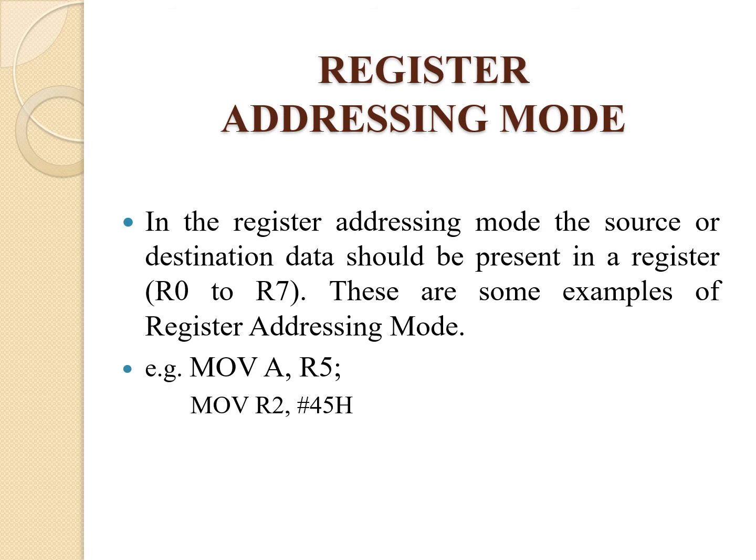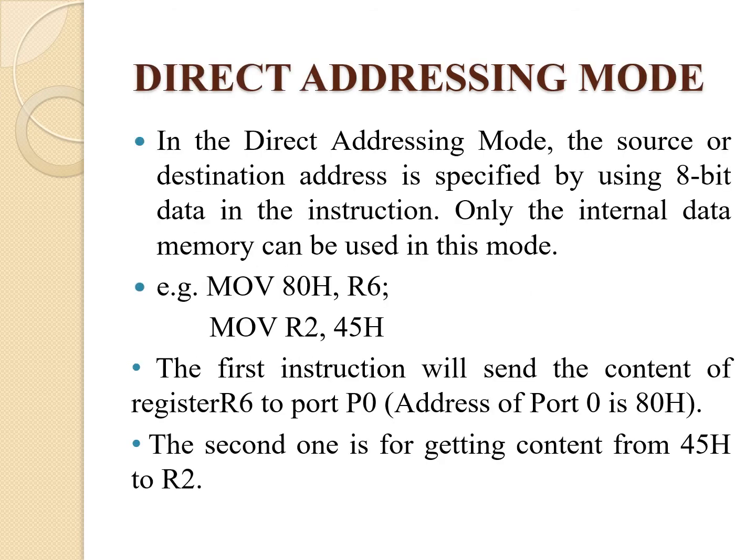Now here are some of the examples of register addressing mode. MOV A, R5; MOV R2, #45H. So here you can see one of the instruction fields, that is either destination or the source, is always a register in register addressing mode.